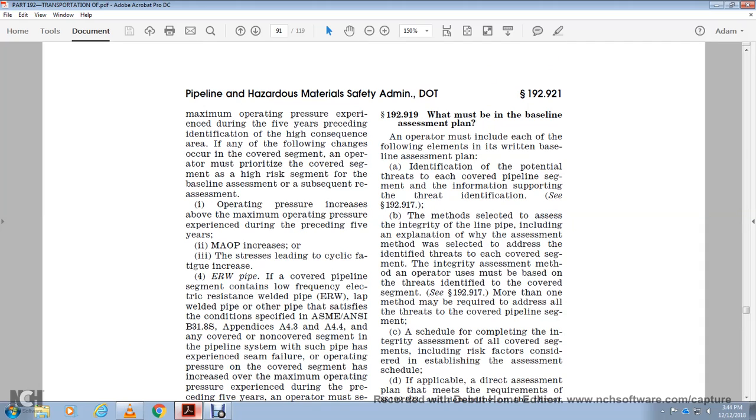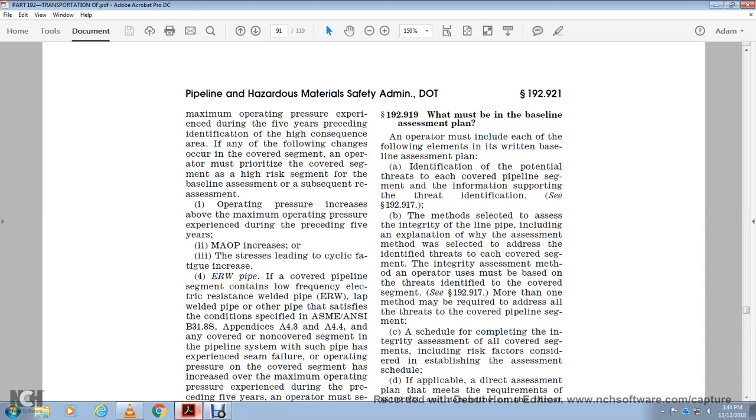192.919. What must be in the baseline assessment plan? An operator must include each of the following elements in its written baseline assessment plan. Identification of the potential threats to each covered pipeline segment and the information supporting the threat identification, see 192.917. The methods selected to assess the integrity of the line segment, including an explanation of why the assessment method was selected to address the identified threats to each covered segment.